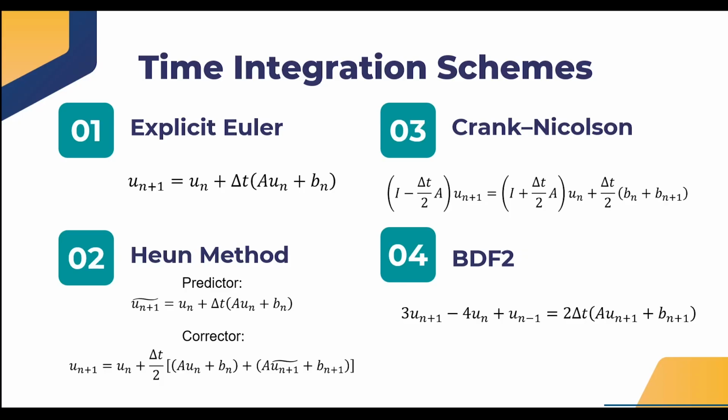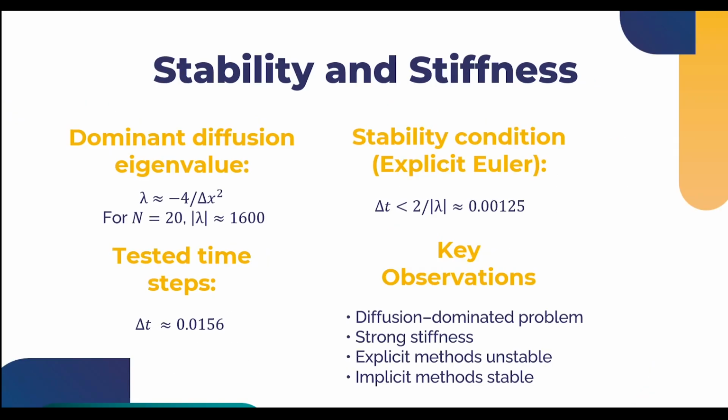We implemented four schemes to compare their performance. For explicit methods, we use explicit Euler and Heun's method. For implicit methods, we selected Crank-Nicolson and BDF2. As you can see from the equations, the explicit methods are simple to calculate, while the implicit methods require solving a linear system at every step.